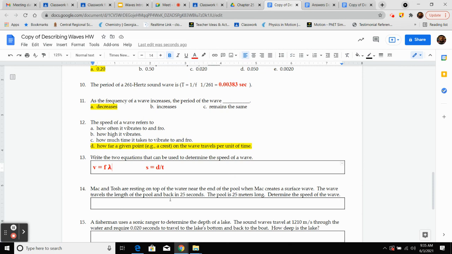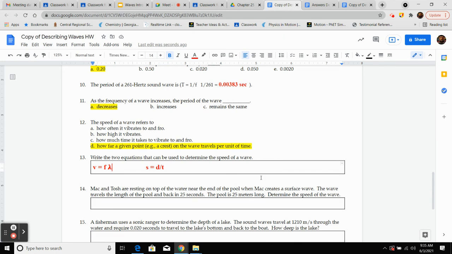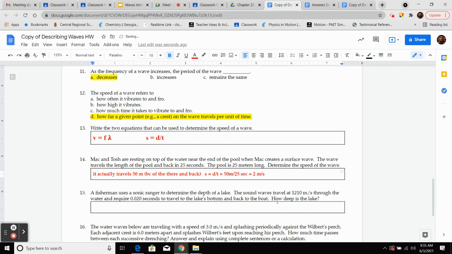Now, 14 says Macintosh are near the end of a swimming pool. They make a surface wave. The wave travels the length of the pool and back in 25 seconds. The pool is 25 meters long. What is the speed of the wave? So that surface wave goes to the end of the pool, which is 25 meters, and back, which is another 25 meters. So it actually travels a total of 50 meters because of the there and back. So the 50 meters would be your distance, and the time is 25 seconds. So you get a final answer here of 2 meters per second.